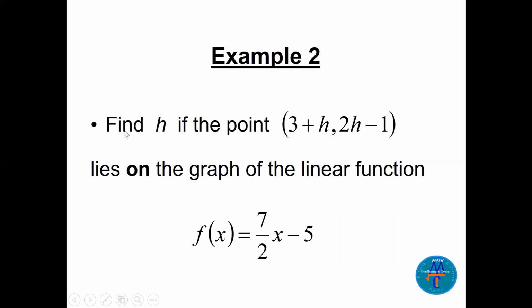This is a nice example here. Find h if the point (3 plus h, 2h minus 1) lies on the graph of this linear function. That's a linear function, so this is a straight line. And I'm saying in this question, this point here lies on the line, on the graph. So how do we find h? Simple. Take 3 plus h, all of this, as x. Take 2h minus 1 as y, and put it there.